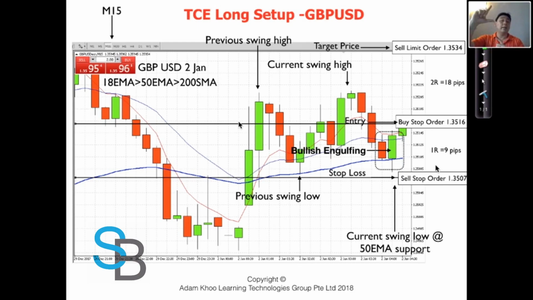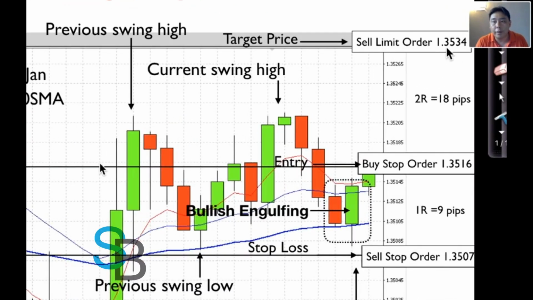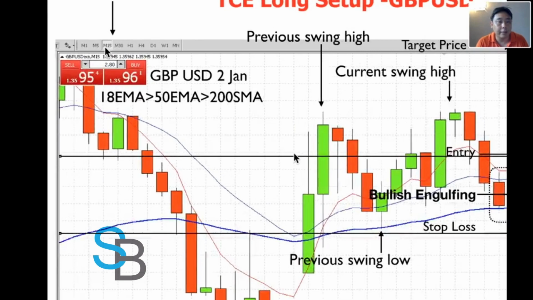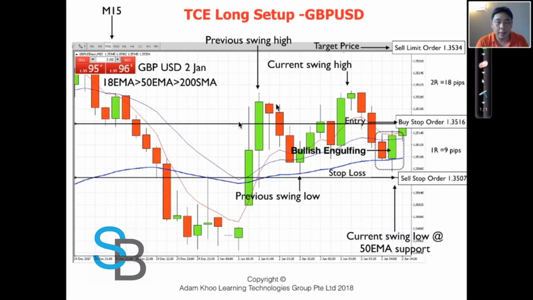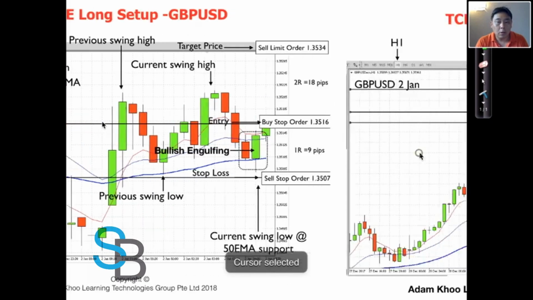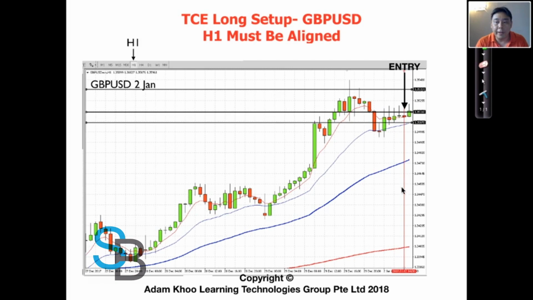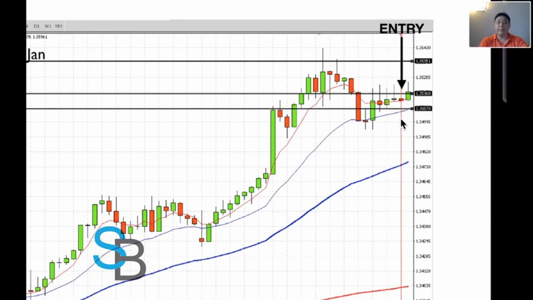Again, our profit target can be 2R. So if this is 1R, we go for 18 pips, which is 2R. And again, you can go for 1.5R if you want, depending on the pattern. In this case, our profit target's at 3534. Notice again, I'm looking at the 15-minute candles. Always check before you place the order. Always check on the hourly candles as well to make sure that the moving averages are also in sequence. Sure enough, the 18 is above the 50 is above the 200.